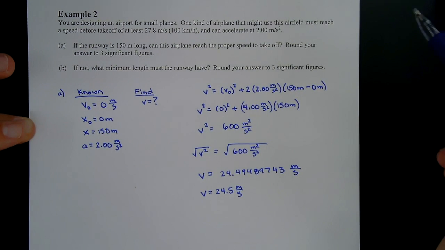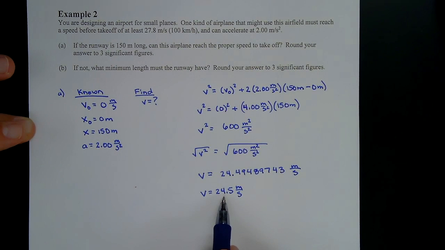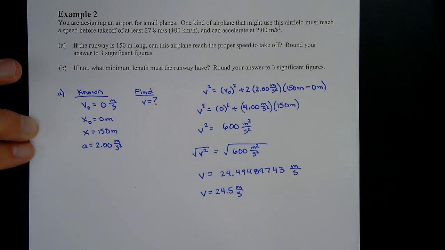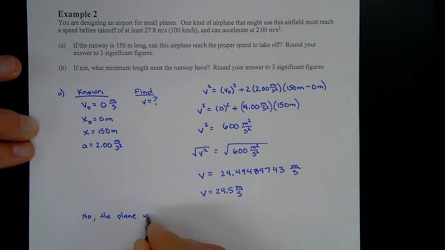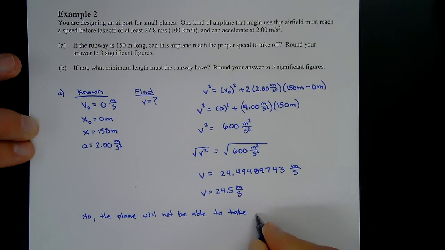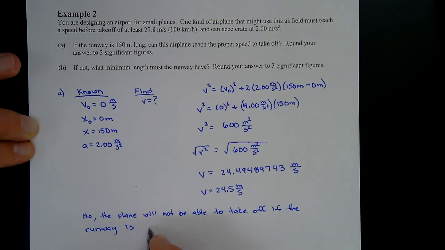And the question was asking, is it going fast enough to take off after 150 meters? How fast does it need to go? It needs to go 27.8 meters per second. Is it going 27.8 meters per second? No, it's only going 24.5. So, can the airplane reach the proper speed to take off? No. The plane will not be able to take off if the runway is 150 meters.